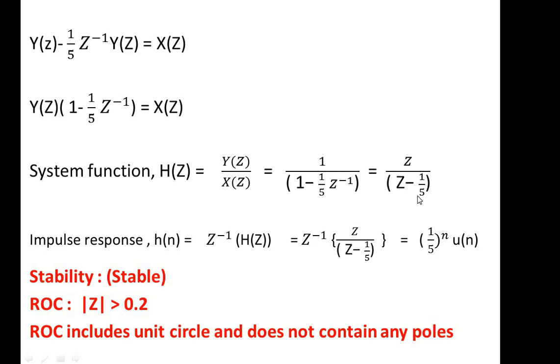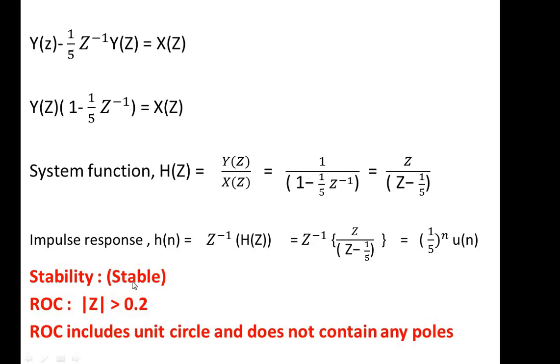It is of the form a power n into u of n. So the value of a is 1 by 5. So h of n is 1 by 5 power n into u of n. And the ROC will be modulus of z greater than 1 by 5. Okay, so now we will check the stability along with this system function. So now the ROC is greater than 1 by 5, so we can write this as 0.2.